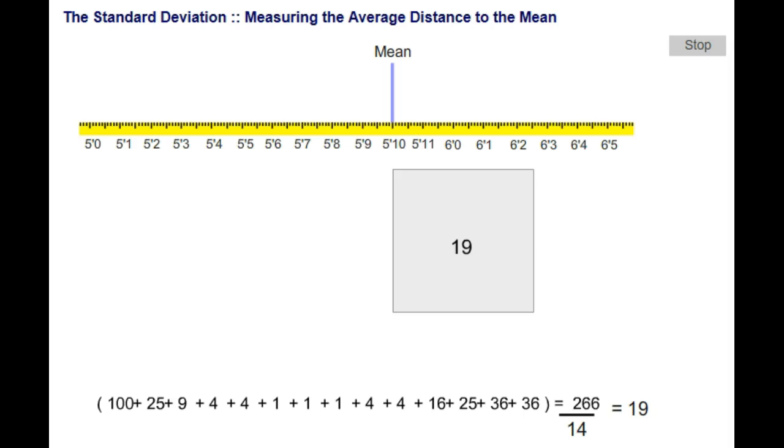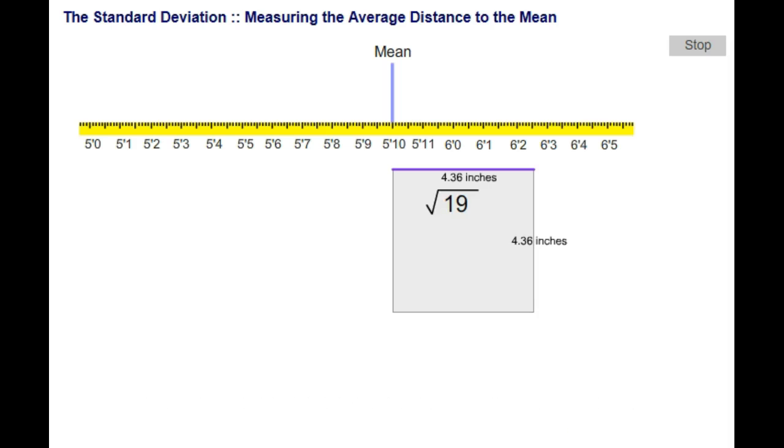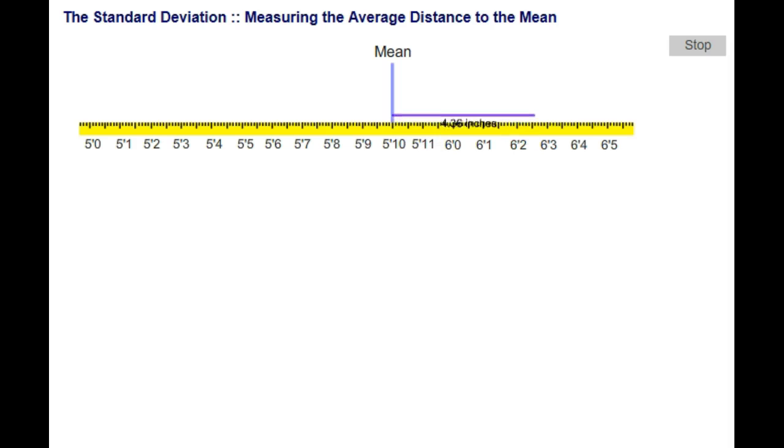We know that the area of a square is made up of its length times width, and since all sides of a square are the same, the area is just one side multiplied by itself. So the square root would be just one of these sides. The square root of the variance is the standard deviation, and the standard deviation is the more intuitive measure we're looking for. It shows us the average distance to the mean.